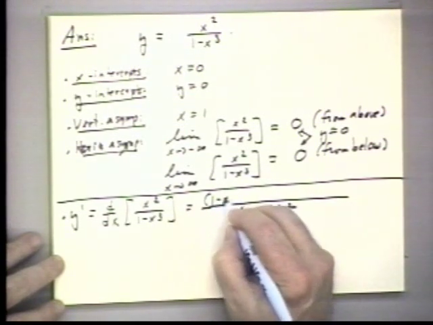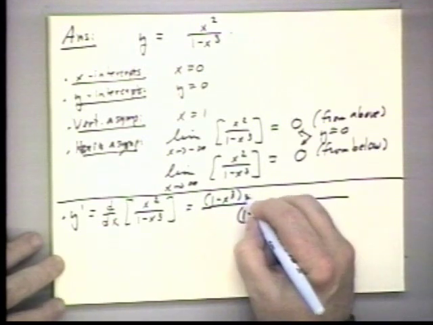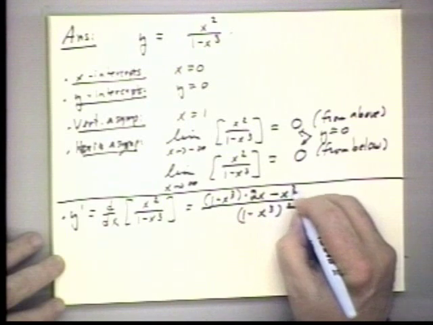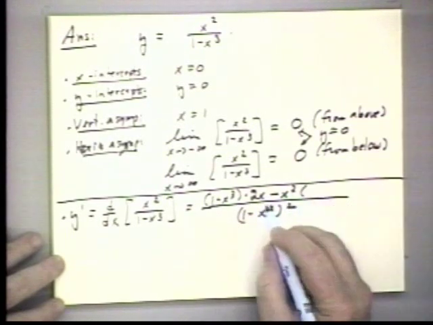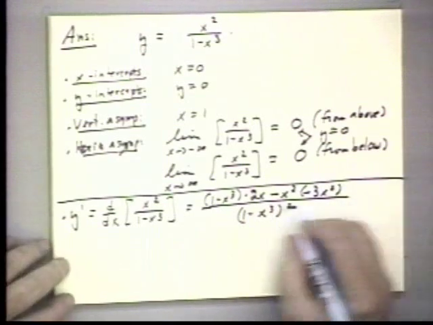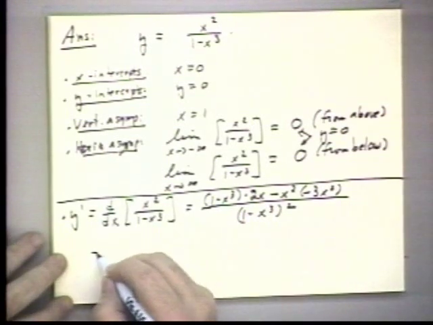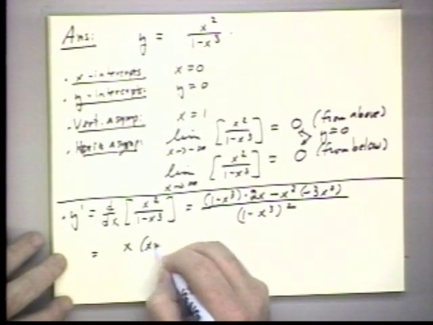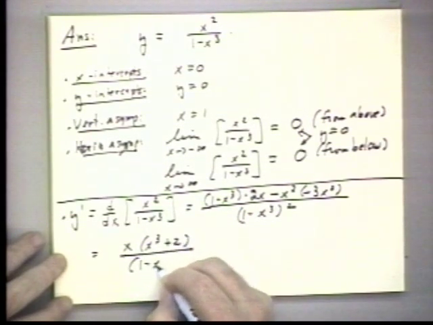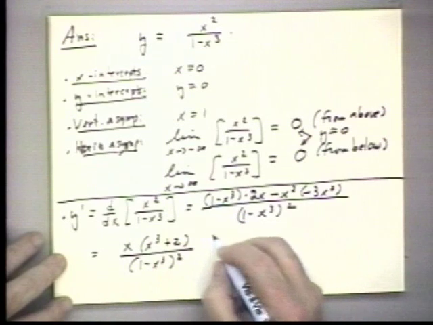It starts out the top, 1 minus x cubed, times the derivative of the top, which is 2x, minus the top x squared, times the derivative of the bottom, which is minus 3x squared. If you then simplify this, you get x times (x cubed plus 2) all over (1 minus x cubed) squared.